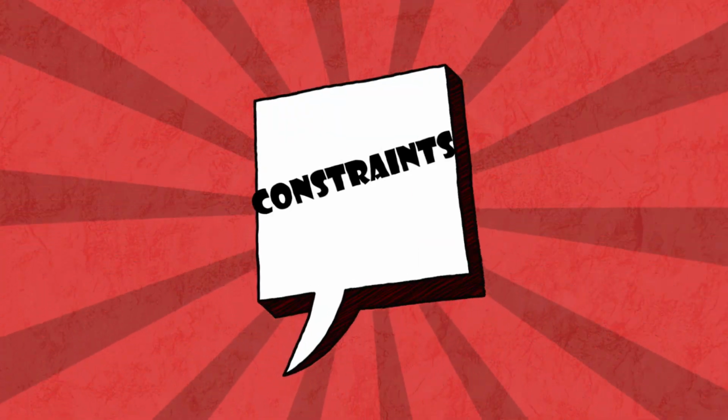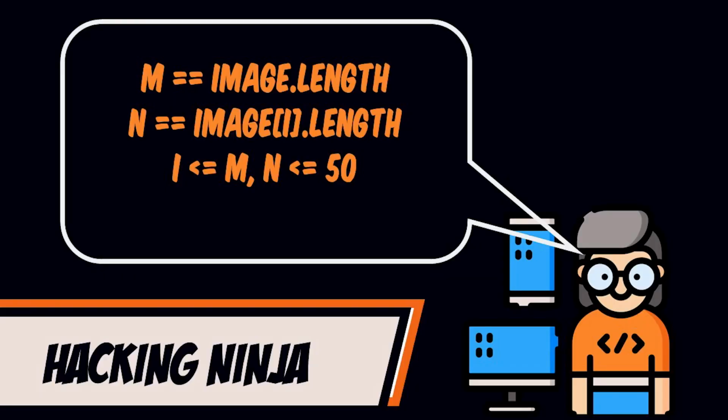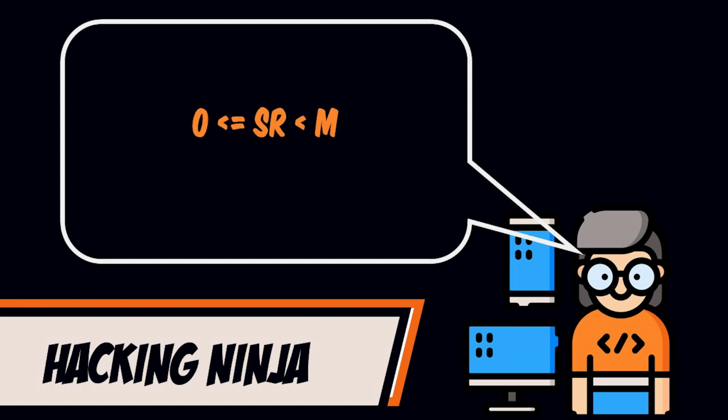Okay, that was a long explanation for this problem. Let's go to the constraints to understand what type of input we are expecting. As we know, it's a 2D array, so there will be a row and a column. M is the size of the row and N is the size of the column. The size of the row and column can range from 1 to 50. The value of each element can range from 0 to 2 raised to 16 minus 1, which is 65,535. The value of SR will always be less than M, and the value of SC will always be less than N.